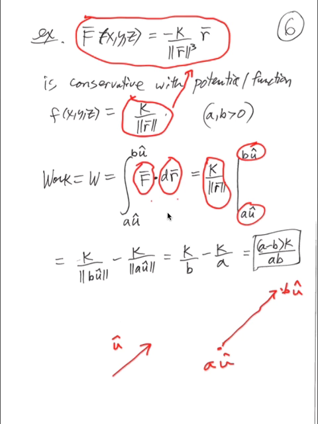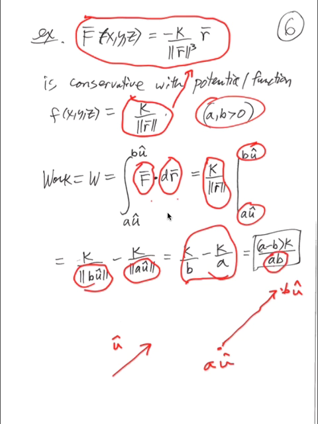Now if you actually evaluate that, remember k is constant here, so we would get k over the magnitude of b u hat minus k over the magnitude of a times u hat. These are positive, by the way. I should have said that, even though I wrote it there. And then I've got this, right? Because we know the magnitude of u hat is 1, so we've actually got this. And another way of writing that is to get a common denominator, ab. So we've got k times the difference between a and b divided by the product ab.